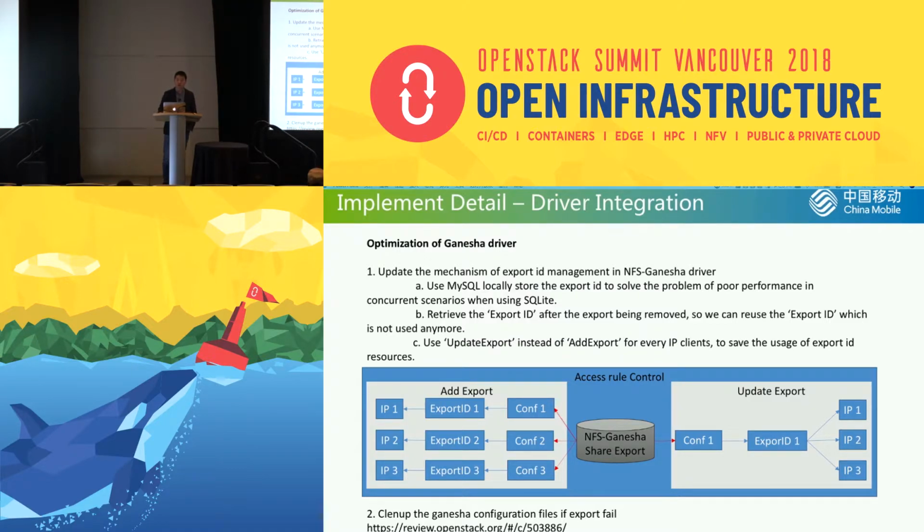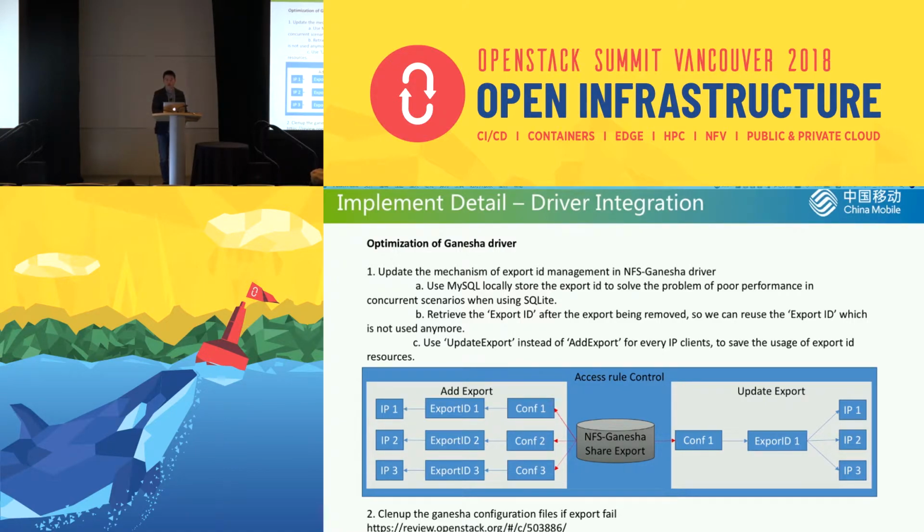Third, use update export instead of add export for every IP address, to save the usage of export ID resources, but it has a limitation. NFS-Ganesha version should be 2.4 or higher.